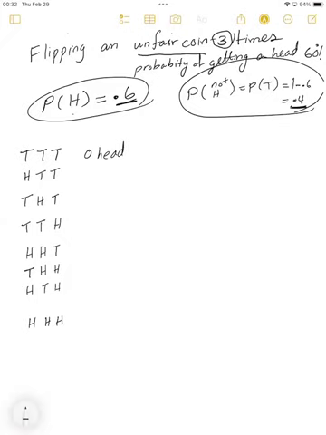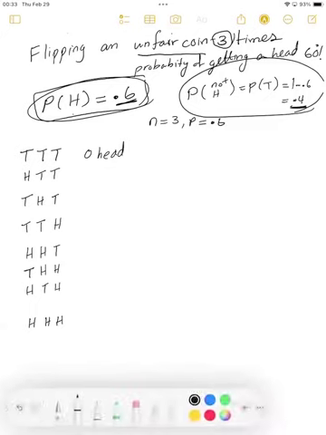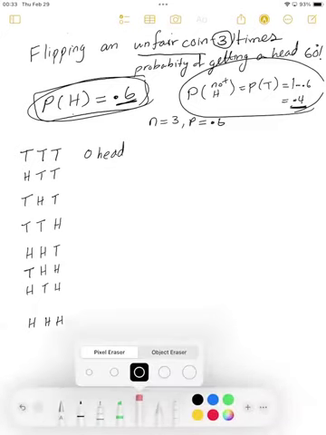So remember, in this scenario, n is three. And in this situation, the probability of getting a head is always given to you. And in this case, we call it p, that is, the probability of getting a head is 0.6. So you're always looking for these two numbers.